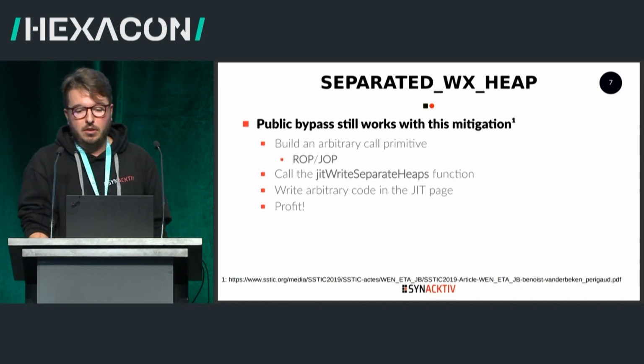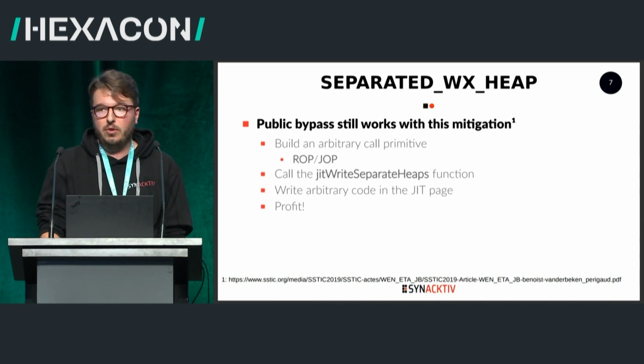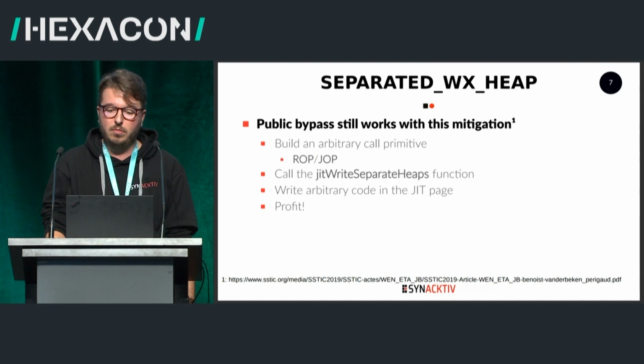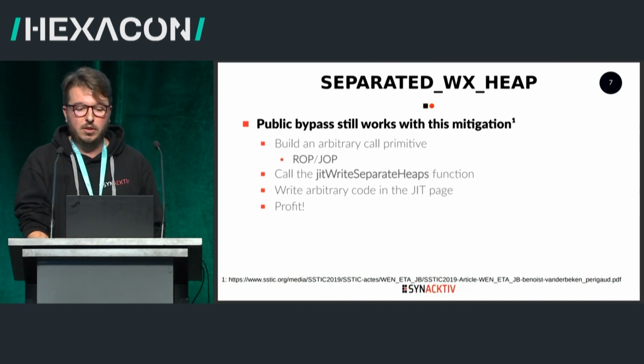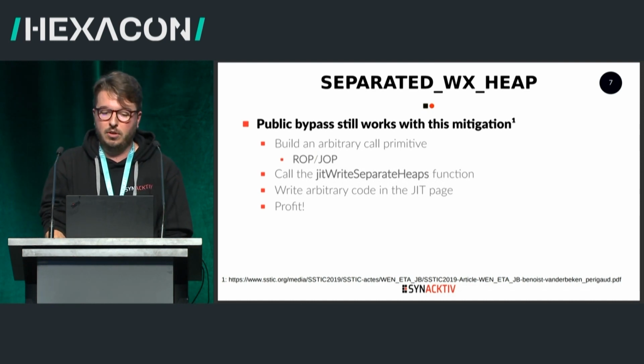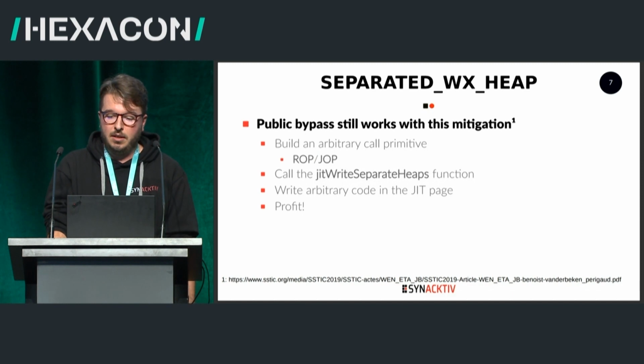But without control flow integrity, this mitigation was easy to bypass. An attacker just has to build a call primitive using ROP or JOP chain, call the JIT write separate heaps function, and then the attacker will write arbitrary code into the JIT page.